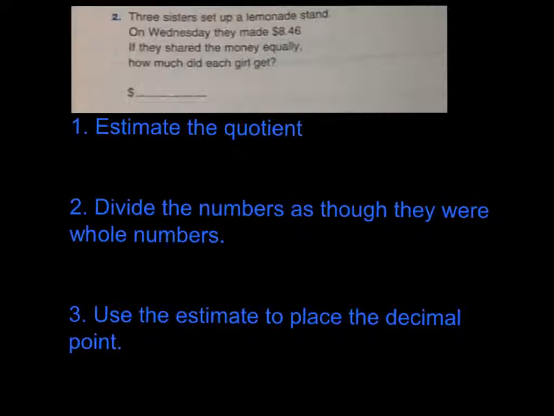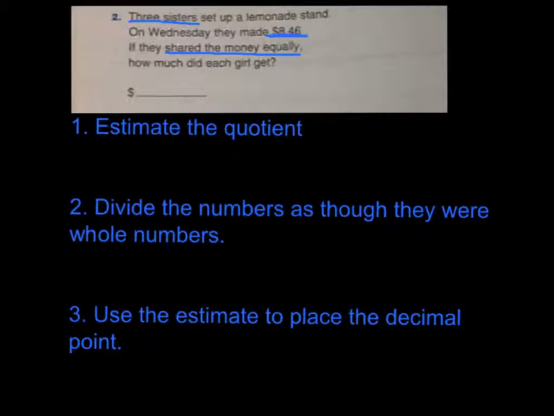Let's take a look now at an example from page 270 in our math journals together. It says, 3 sisters set up a lemonade stand. On Wednesday, they made $8.46. If they shared the money equally, how much did each girl get? First, as always, we need to look at what information the problem gives us. It says that there were 3 sisters, and they made $8.46. They shared the money equally. So that tells us we need to divide our $8.46 up between the 3 sisters.